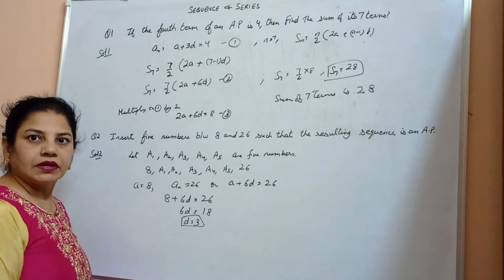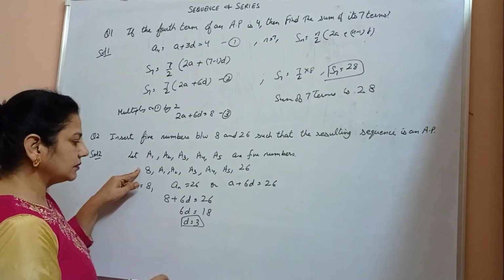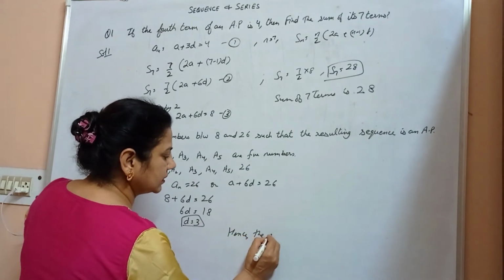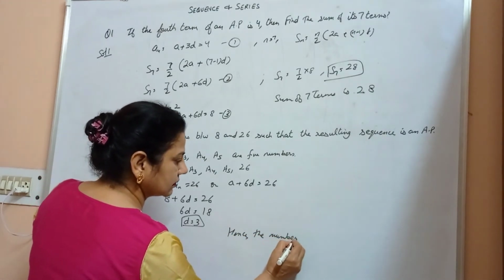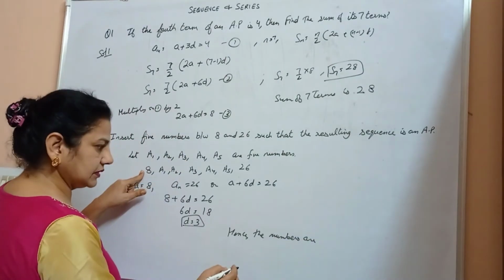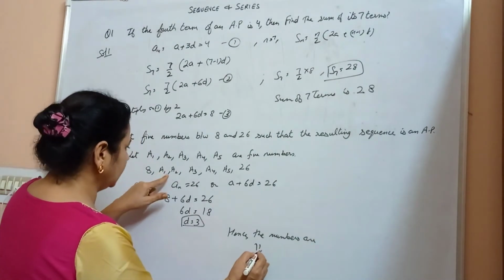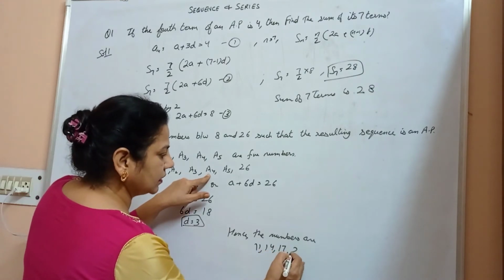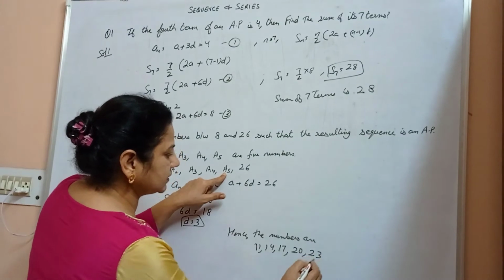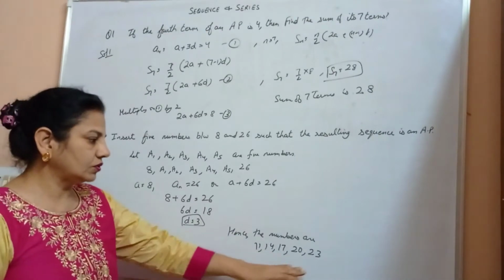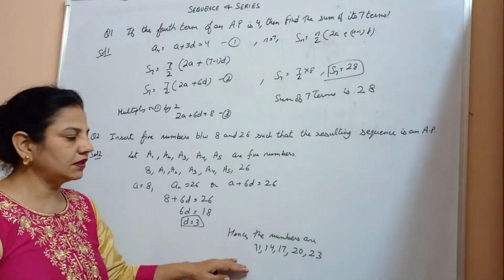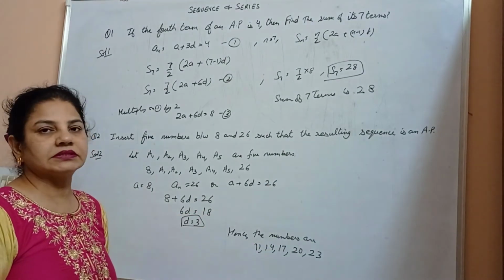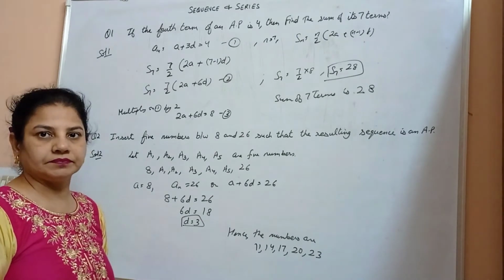Common difference is 3. As the common difference is 3, and the first term is 8, hence the numbers are: first term is 8, 8 plus 3 is 11, 11 plus 3 is 14, 14 plus 3 is 17, 17 plus 3 is 20, 20 plus 3 is 23, and 23 plus 3 is 26. So these are the 5 numbers which have been inserted, 11, 14, 17, 20 and 23, so that the numbers are in AP.